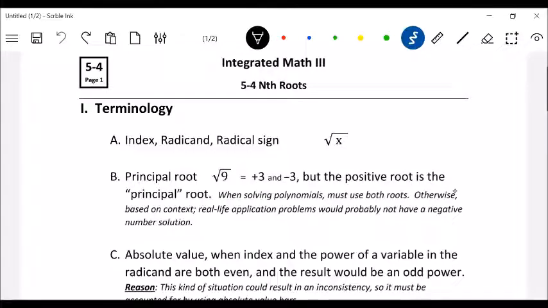Welcome. Let's take a look at some things about roots. I'm going to start off with recognizing what these terms mean. The radical sign is, of course, simply the sign itself. So we'll put that above here. The radicand is the part that's inside.